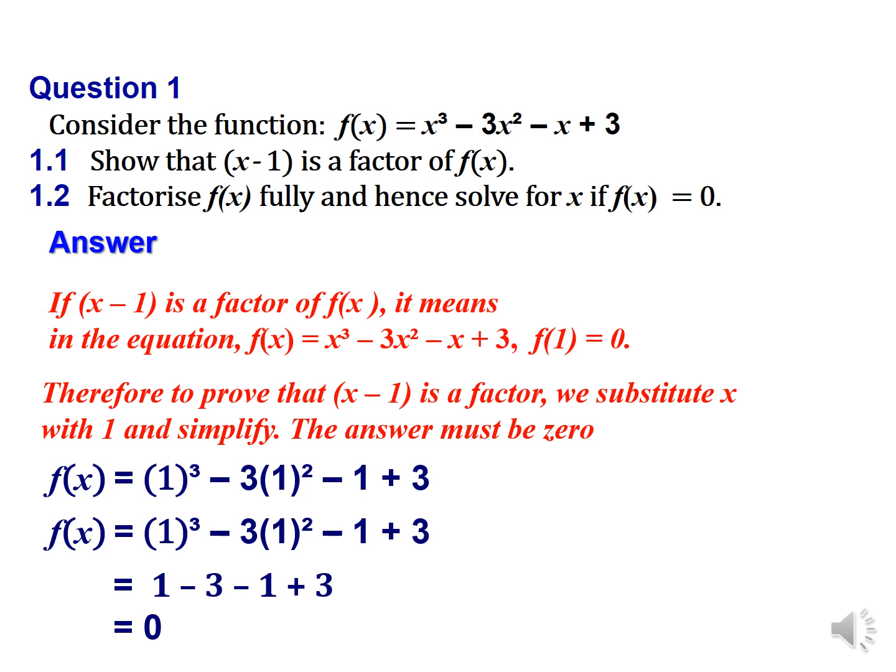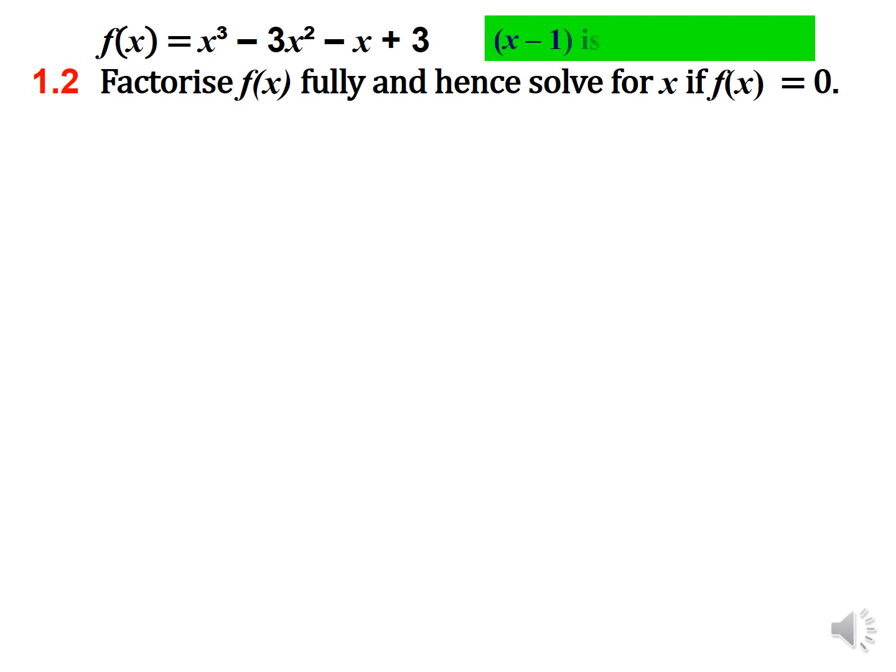So once again, if x minus 1 is a factor, it means x is equal to 1 and y is equal to 0. If x plus 1 is a factor, then x will equal negative 1 when y equals 0. And how do you prove it? You simply substitute x with the given value and your answer must be 0. Then let's go to the big part, which is the factorization.